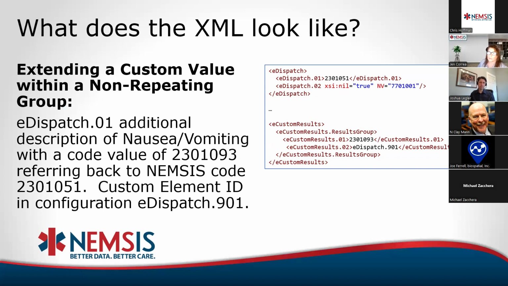The XML file will show the NEMSIS tieback value. And notice there's no correlation ID, right? It's going to show the NEMSIS tieback value, and it's going to show the custom value. And it's going to say this belongs to this custom element that you created in your system.